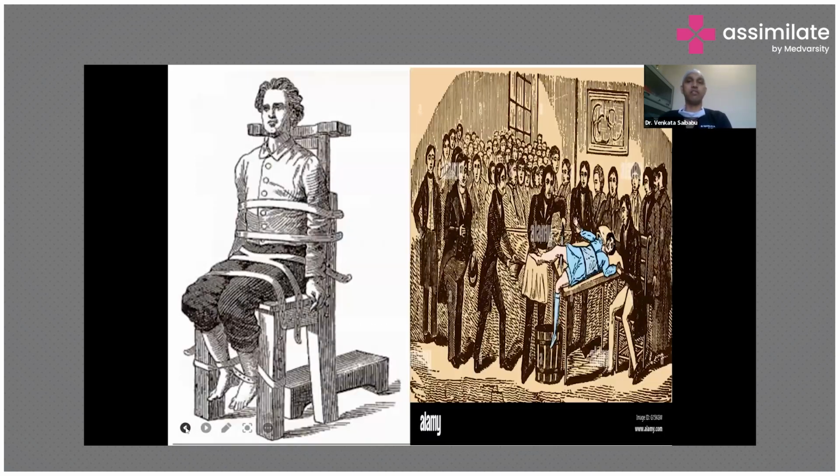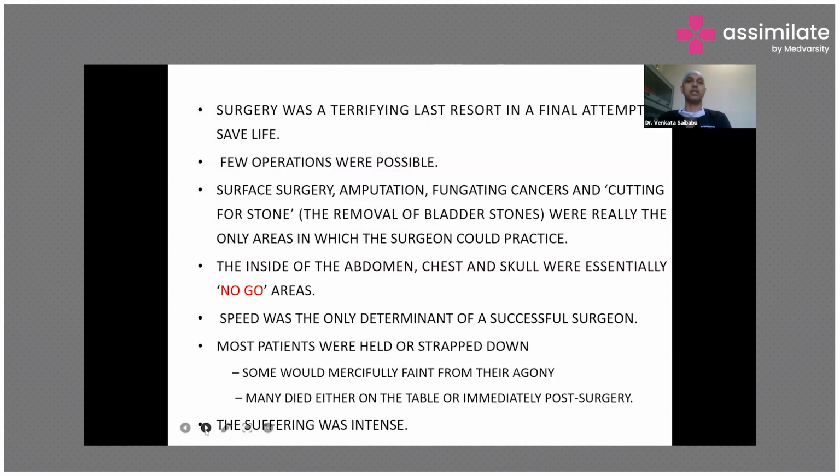Surgery was a terrifying last resort, a final attempt to save the life. Few operations were possible. The surgical procedures considered were surface surgery, amputation, fungating cancers, and cutting of stone, which were the only areas in which the surgeon could practice. That means prior to the anesthesia era, surgical practice was very limited. Surgeons had very limited opportunities to operate.